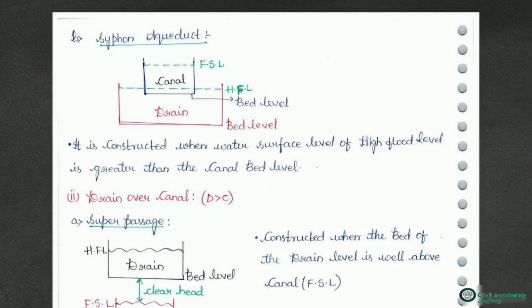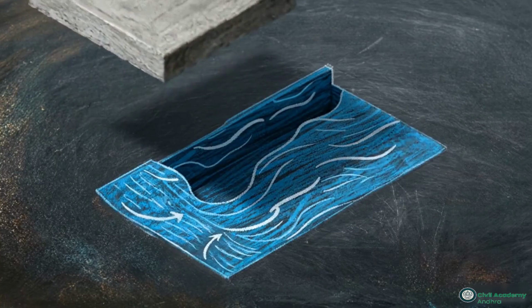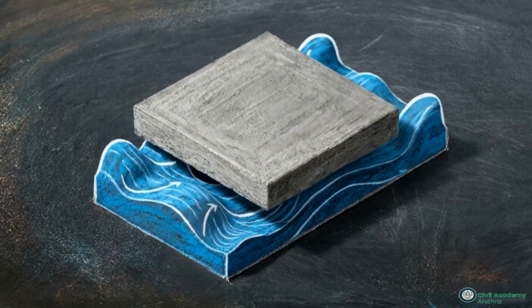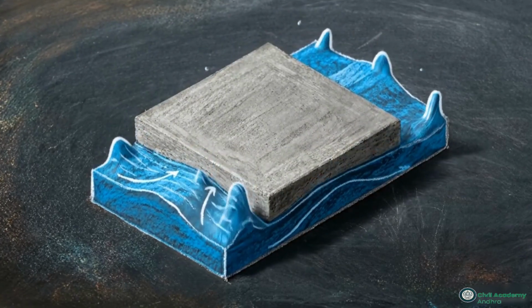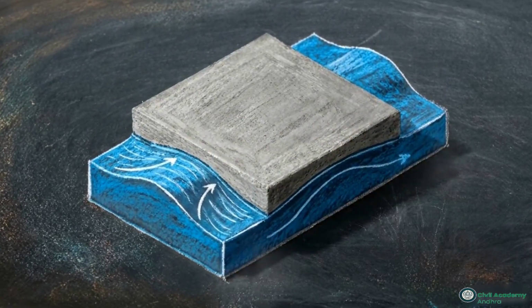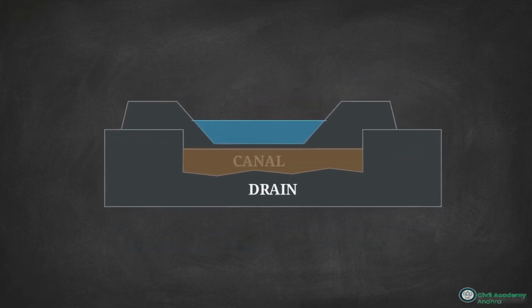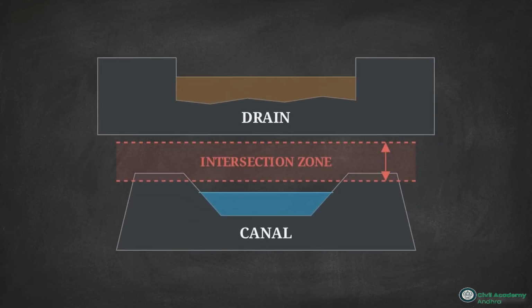Now look at what happens when topography pushes the drain's HFL upward until it is higher than the canal bed level. The natural drain water is now physically constricted by the underside of the concrete canal trough. This intersection defines a siphon aqueduct. The immediate loss of the open clear head completely converts a simple, gentle, gravity-fed drain into a highly pressurized siphon system.